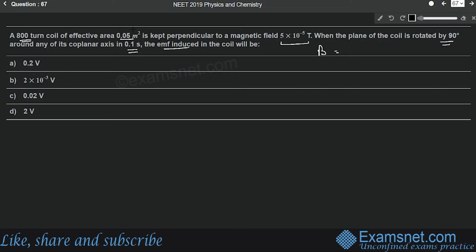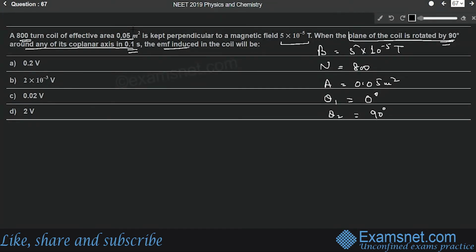Okay, so what is given? Magnetic field is given as 5 into 10 to the power minus 5 Tesla. Number of turns N is given as 800. Effective area of the coil is given as 0.05 meters square. Now if we talk about the angles theta 1 and theta 2, then it is given that the plane of the coil is rotated by 90 degree around any of its coplanar axis in 0.1 second. That means the initial angle was 0 degree and final angle is 90 degree. Okay, time is given as 0.1 second.